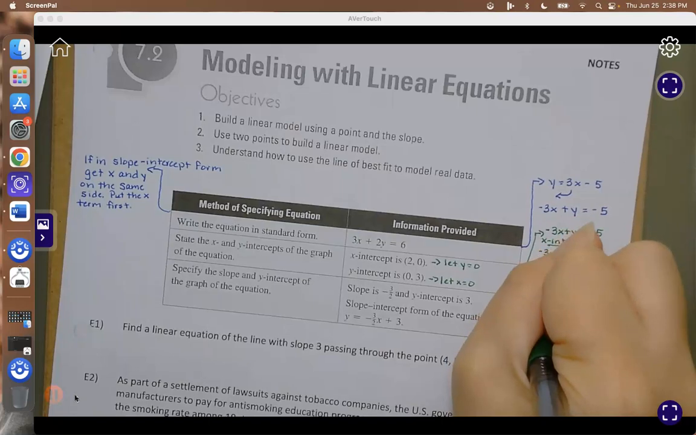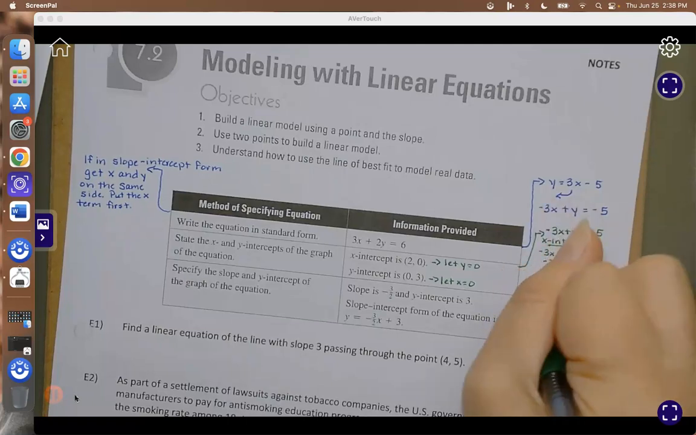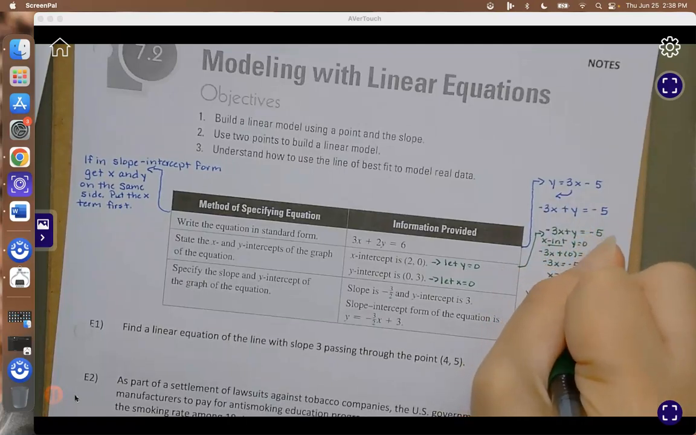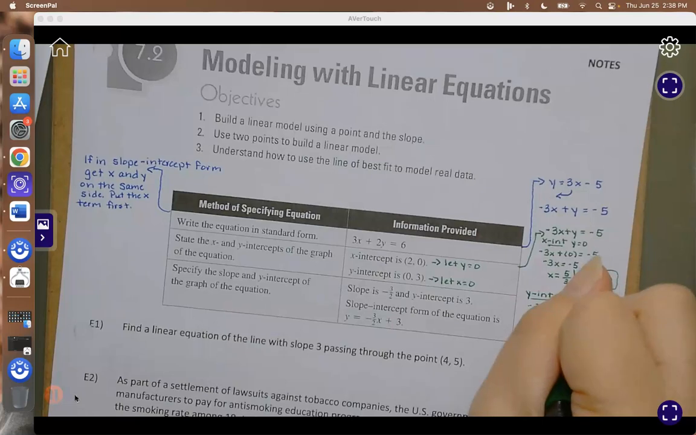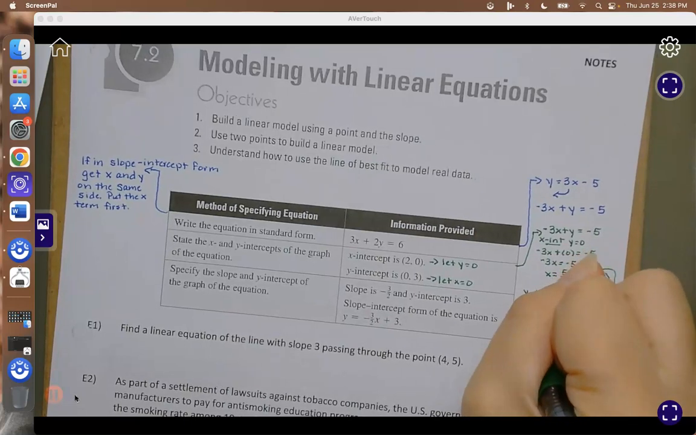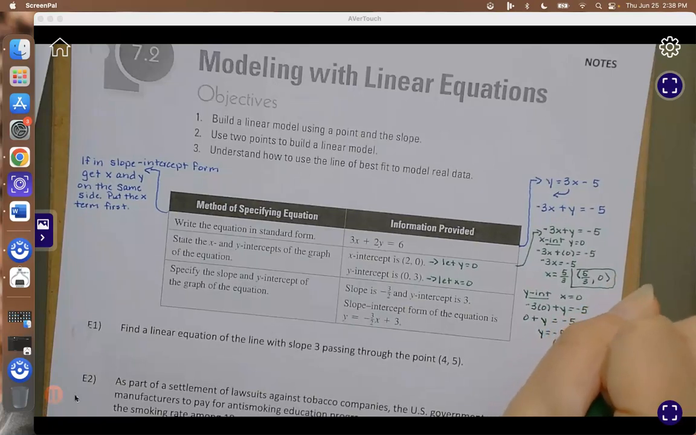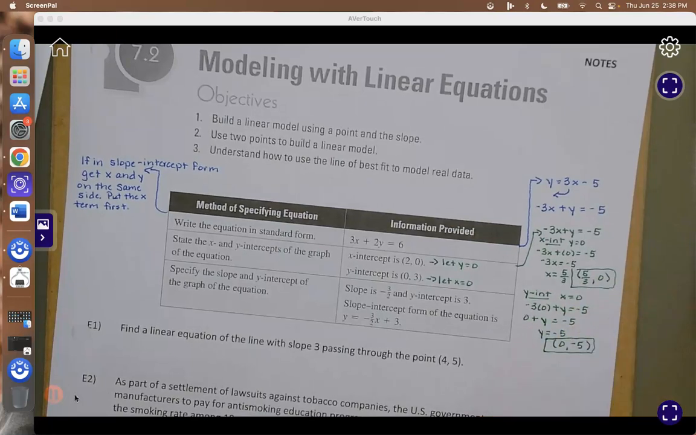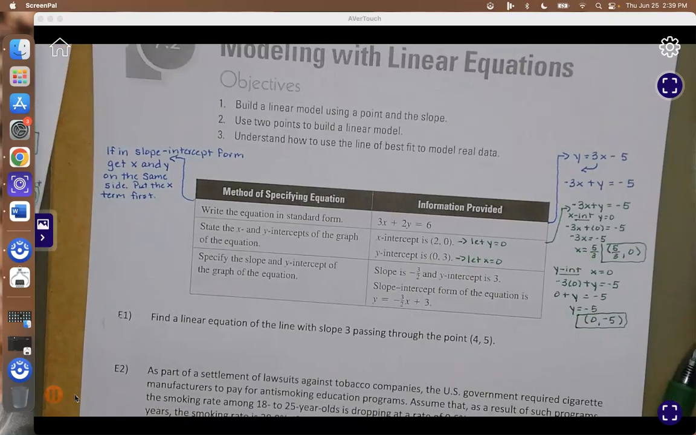Then to find our y-intercept, we let x be 0. So this time, we plug in 0 for x, and we get 0 plus y equals negative 5. So y is negative 5. So our y-intercept would be (0, negative 5). Okay? Now, the last piece here, specify the slope and the y-intercept of the graph of the equation.